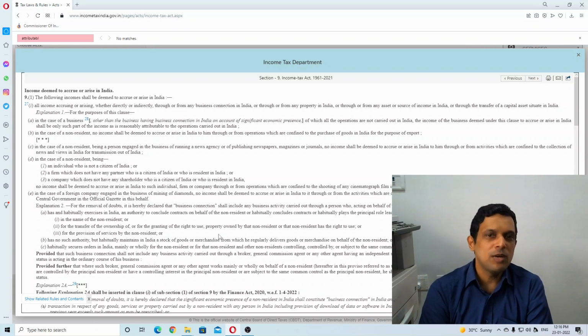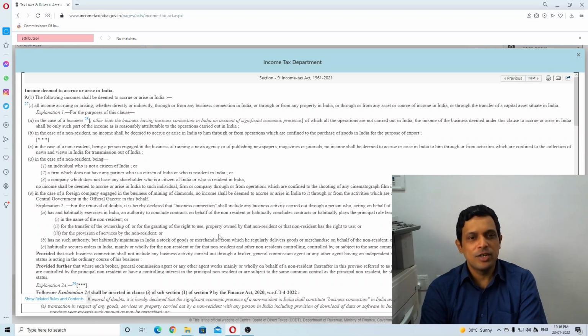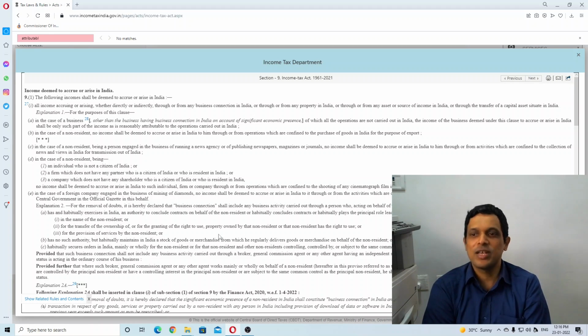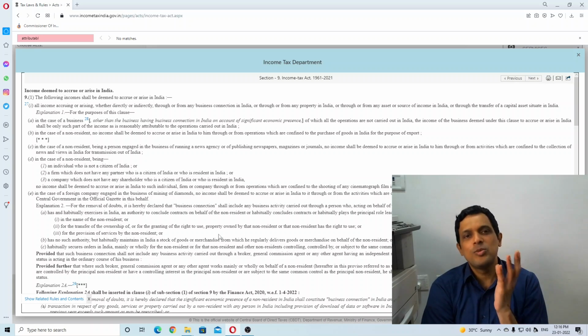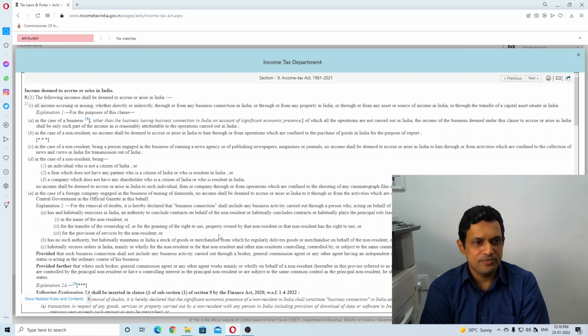9.1. All income accruing or arising, whether directly or indirectly, through or from any business connection in India, or through or from any property in India, or through or from any asset or source of income in India, or through the transfer of a capital asset situated in India, is considered income deemed to be accrued or arising in India.